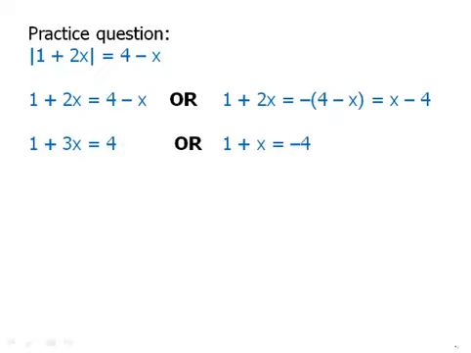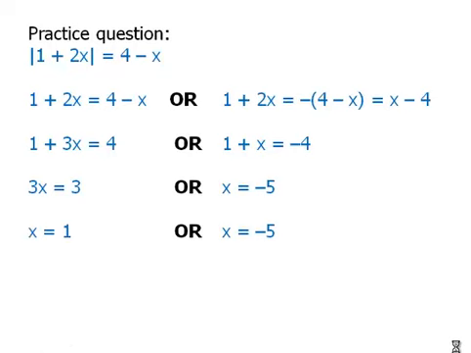So the first thing we're going to do is get all the x's on one side in each equation, then subtract the 1 and isolate the x, and then divide, and we get the solutions x equals 1 and x equals negative 5. Now we're not done here. We did the correct math, so these two solutions correctly result from the math, but we don't know, do they actually satisfy the original equation? So we have to check.